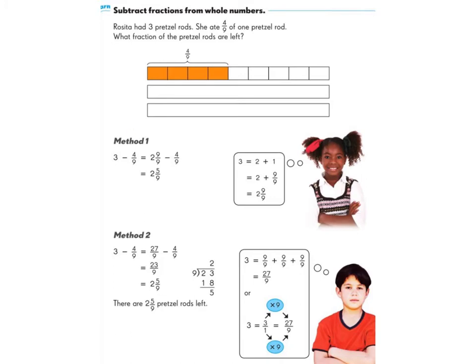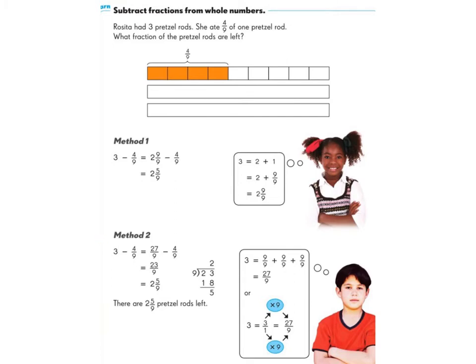So here, 3 wholes minus 4/9. We know 3 wholes is the same as 2 wholes plus 1 whole. And we know that 1 whole in this case is 9/9 because of the denominator of 9. So 2 wholes and 9/9 is 2 and 9/9. So now we can do the subtraction problem. 2 and 9/9 take away 4/9 gives me 2 and 5/9.